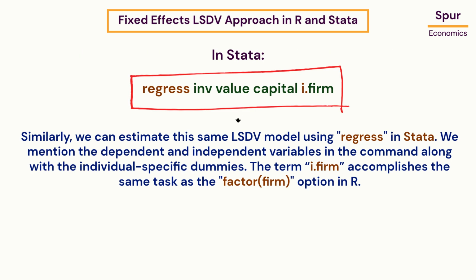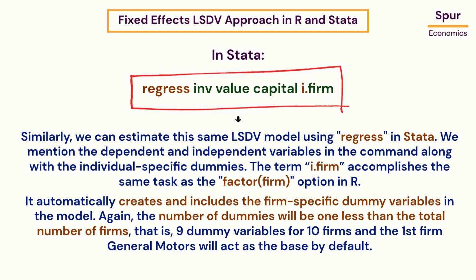Similarly, we can estimate this same LSDV model using regress in Stata. We mention the dependent and independent variables in the command along with the individual specific dummies. The term I.firm accomplishes the same task as the factor firm option in R. It automatically creates and includes the firm-specific dummy variables in the model. Again, the number of dummies will be one less than the total number of firms, that is, 9 dummy variables for 10 firms, and the first firm, General Motors, will act as the base by default.